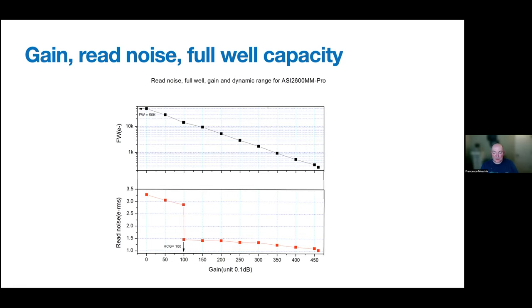Of course, you may want to say, okay, but why should I stop there? I crank the gain up to 450, and then I have one electron per pixel of read noise. Yes, true, but you're only going to have a few hundred electrons as a full well capacity, so you're going to reach saturation very quickly. So be careful.